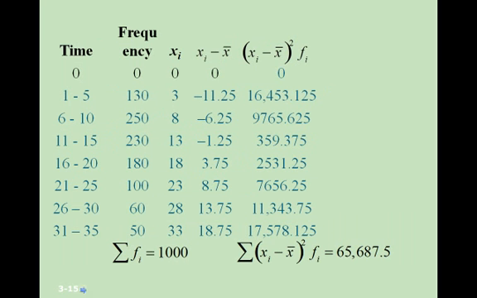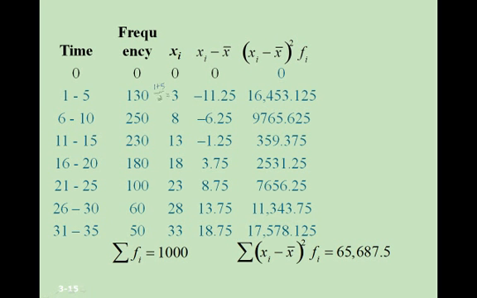So we have a similar table. We have the time and frequency. And x sub i is still the midpoint value from the time column. So remember, we added the two values and divided by 2. So the 3 came from 1 plus 5 divided by 2, which gave us our 3.